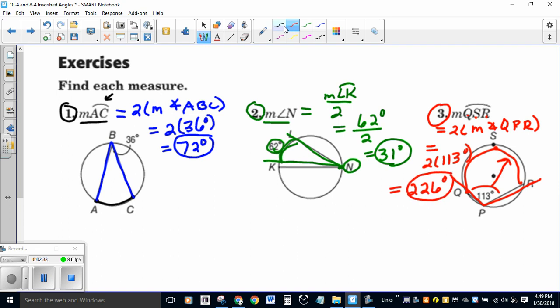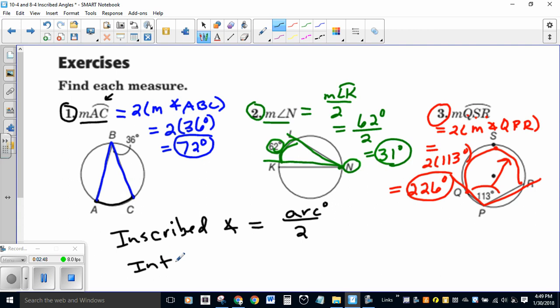So again, an inscribed angle is equal to its intercepted arc measure divided by 2, and the intercepted arc is equal to 2 times the measure of the inscribed angle.